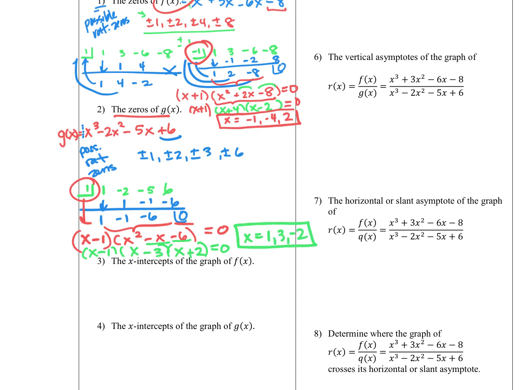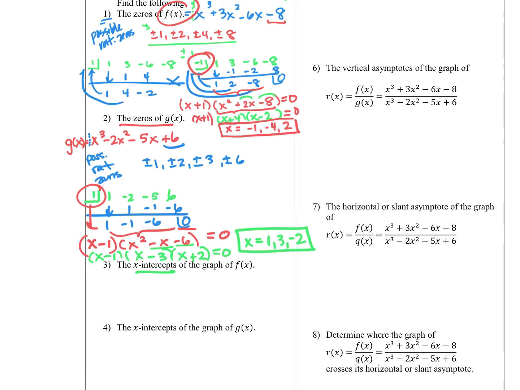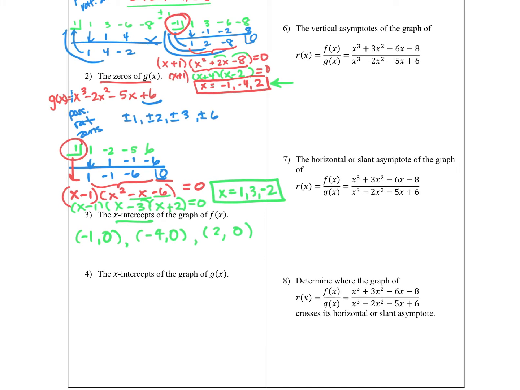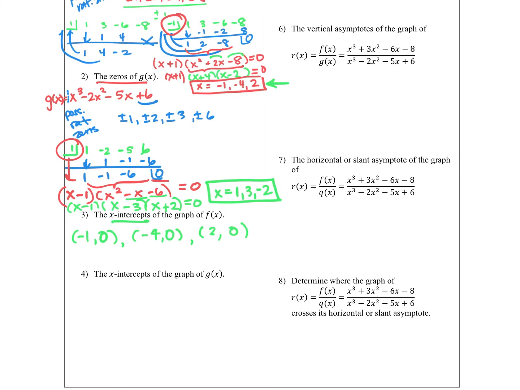All right, so next one, this is the x-intercepts of the graph of f of x. Really, that's just thinking about the zeros as the points where we cross. So that would be negative 1, 0, negative 4, 0, and 2, 0. You don't do anything else there. We can put commas to separate those 3 points. And then for the x-intercepts for g of x, we'll just look at number 2, and we have 1, 3, and negative 2.